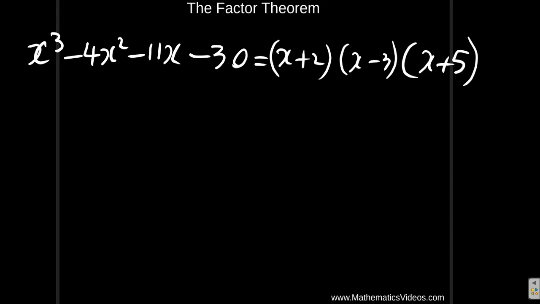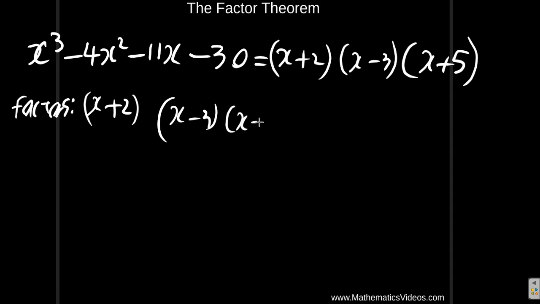Now, here, clearly, these are factors. You can see x plus 2 is a factor, so the factors are x plus 2, x minus 3, x plus 5.